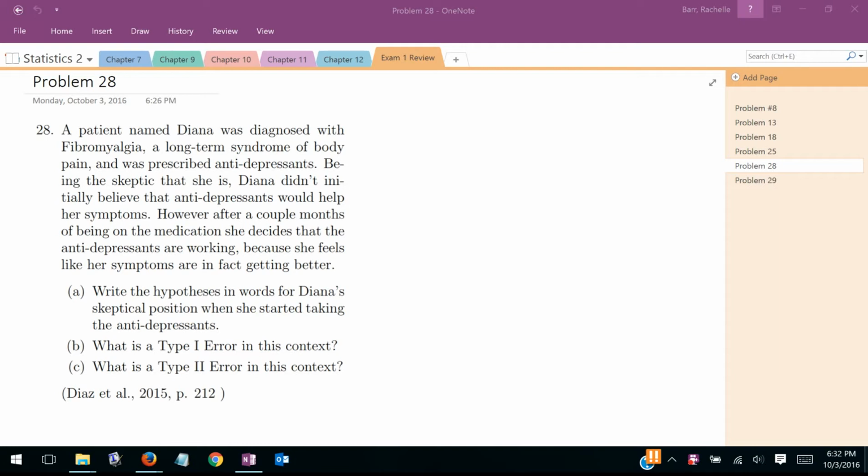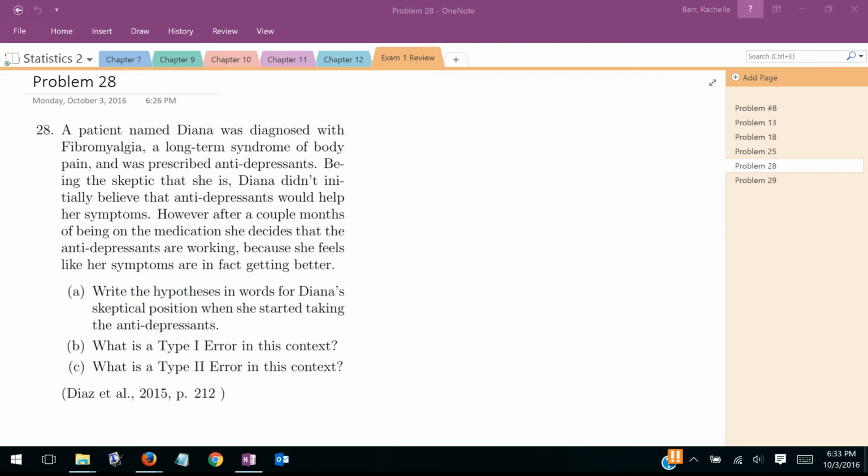So, I'm going to start, like you always should, by reading the entire problem. A patient named Diana is diagnosed with fibromyalgia, a long-term syndrome of body pain, and was prescribed antidepressants. Being a skeptic, Diana initially doesn't believe that antidepressants would help her symptoms. However, after a couple of months on the medication, she decides that the antidepressants are working because she feels like her symptoms are in fact getting better. We're going to write some hypotheses in words for Diana's skeptical position, and then we're going to talk about type 1 and type 2 error in the context of this problem.